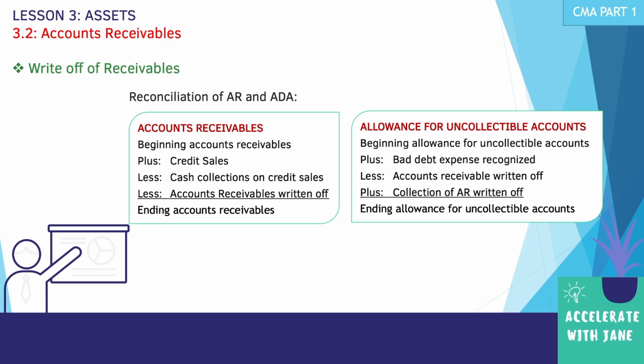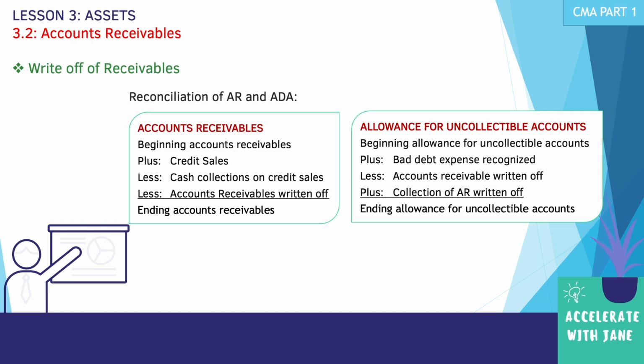Okay, and then we deduct the accounts receivable written off. Remember the journal entry to record the accounts receivable write-off: we simply debit the allowance and credit accounts receivable. And since the normal balance of the allowance is credit, when we debit the allowance, it means we reduce the allowance. Hence, the impact of accounts receivable write-off is a reduction to the allowance account. And then we add the collection of accounts receivable already written off.